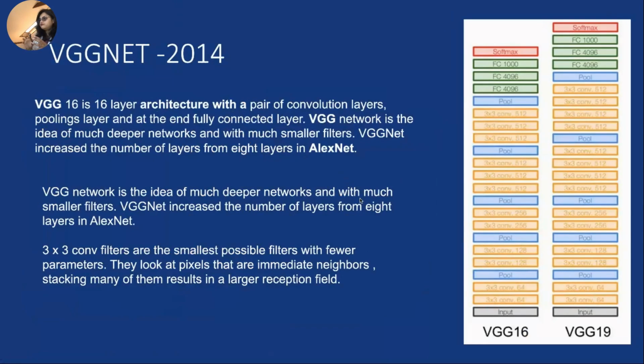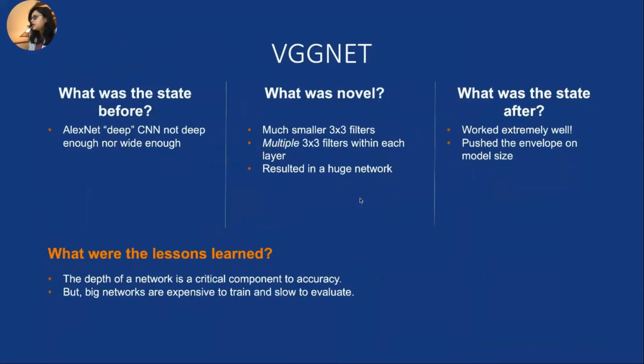The individual convolution units were made much smaller. In AlexNet, they were much larger. Here, each of them was 3x3, but then you stacked a lot more of them, and this produced a higher accuracy. These examples are of one which has 16 layers, another which has 19 layers. Here it really pushed the envelope, and there was a really large jump in the accuracy.